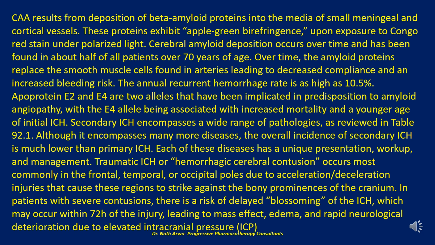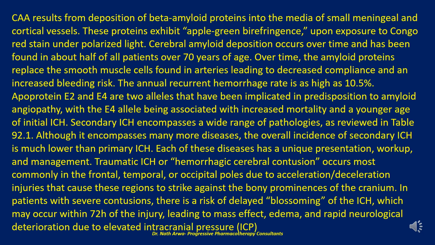Apoprotein E2 and E4 are two alleles that have been implicated in predisposition to amyloid angiopathy, with the E4 allele being associated with increased mortality and a younger age of initial intracerebral hemorrhage. Secondary intracerebral hemorrhage encompasses a wide range of pathologies, as reviewed in Table 92.1. Although it encompasses many more diseases, the overall incidence of secondary intracerebral hemorrhage is much lower than primary intracerebral hemorrhage. Each of these diseases has a unique presentation, workup, and management.